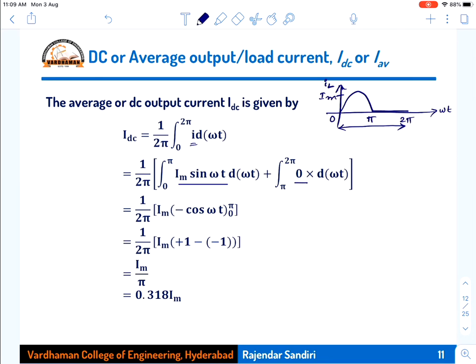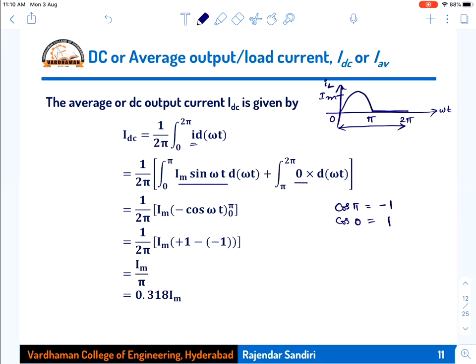So minus cos omega t, in place of omega t you have to substitute pi. So minus cos pi, cos pi is equal to minus 1. Therefore minus of minus 1 will be plus 1. Then again you have got minus, then cos 0, lower limit if you substitute, cos 0 is plus 1, therefore minus is already available, minus 1. So this is 1 plus 1, it will become 2.